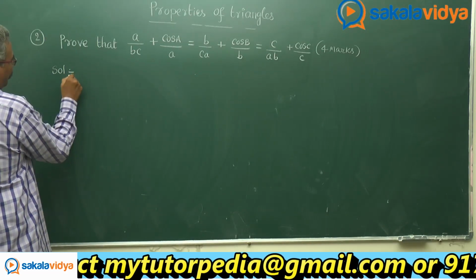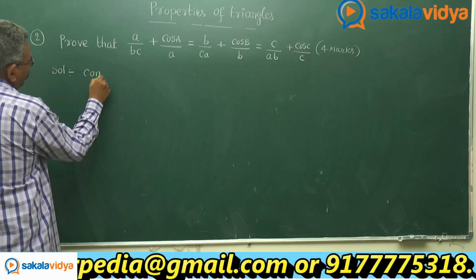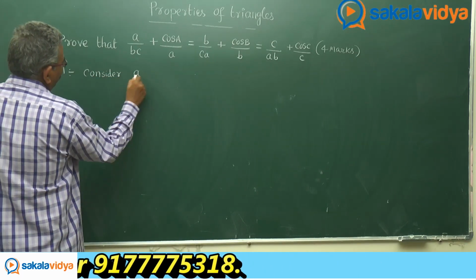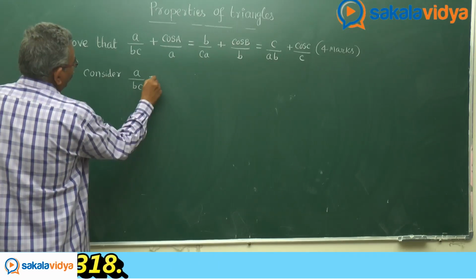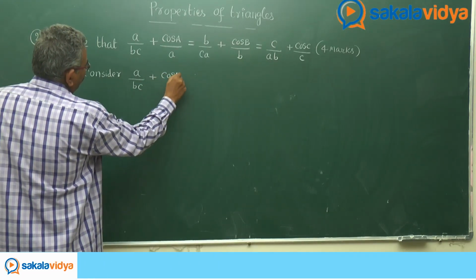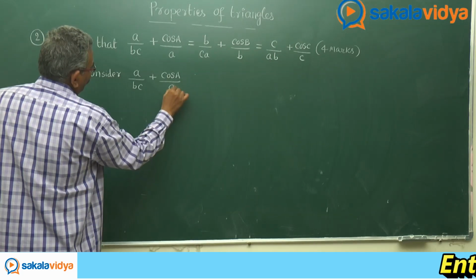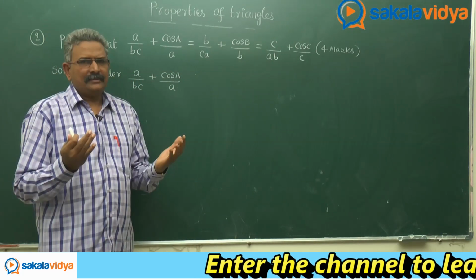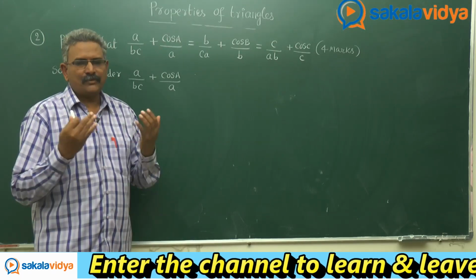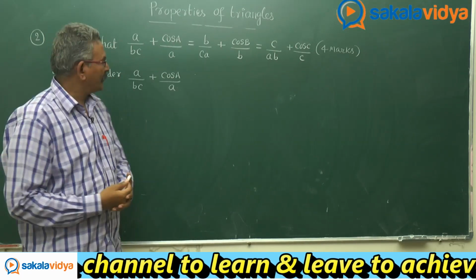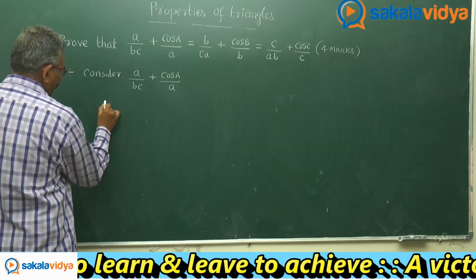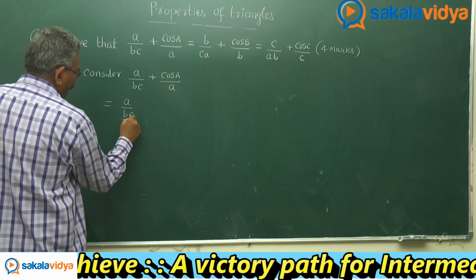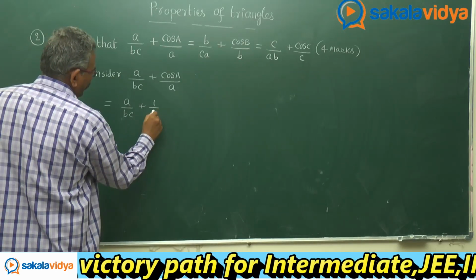Solution: consider a/bc + cos A/a. As we have cos A, obviously we have to make use of the cosine rule. So first let it be rewritten as a/bc + (1/a) times cos A.